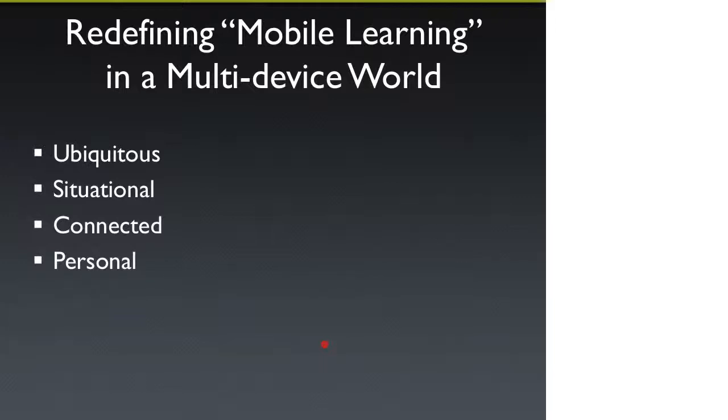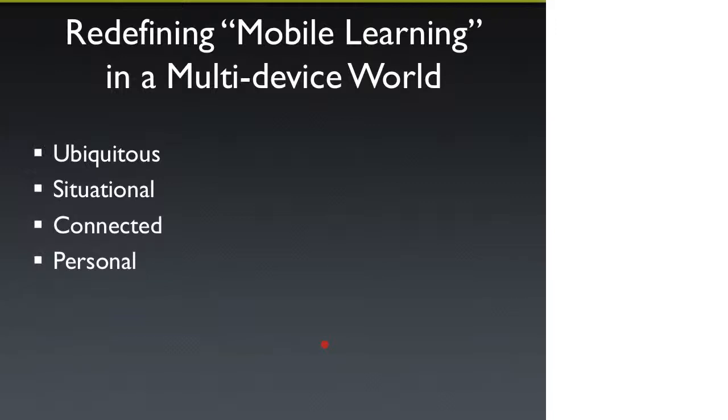So I think we need to redefine mobile learning in a multi-device world. And this is my attempt to do that. It's ubiquitous. In other words, anytime, anywhere you want to learn something, that's where you're going to be able to access stuff. It's situational. It's when you are in the situation that you need help with or want to learn more about. That is when you're going to access this material.